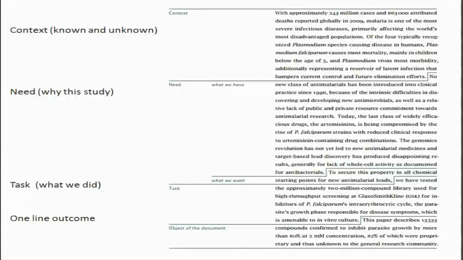So, what they have done is they tested approximately 2 million compounds from a library, used for high throughput screening for inhibitors of this particular falciparum species, and then they identified certain new targets, right. That's what they have done. One line outcome: this particular report describes 13,533 compounds confirmed to inhibit the parasite growth. That is a huge discovery, because the impact could be phenomenal, because many of them are now marketed as drugs, because it is 2010. So, that has made a huge impact.